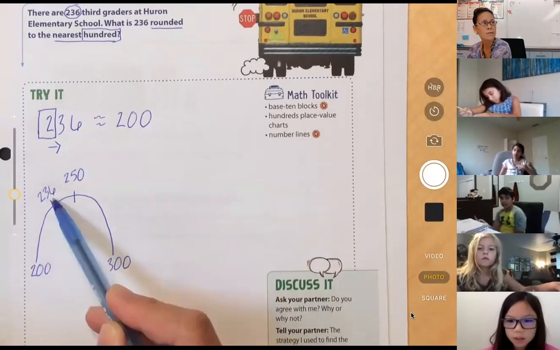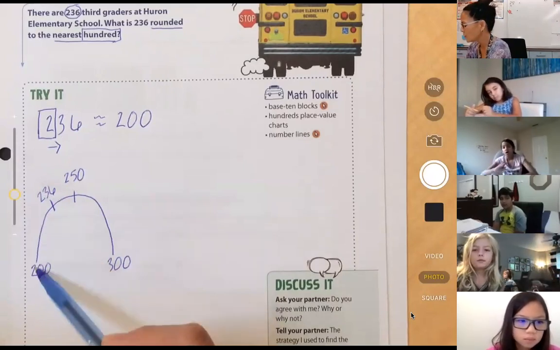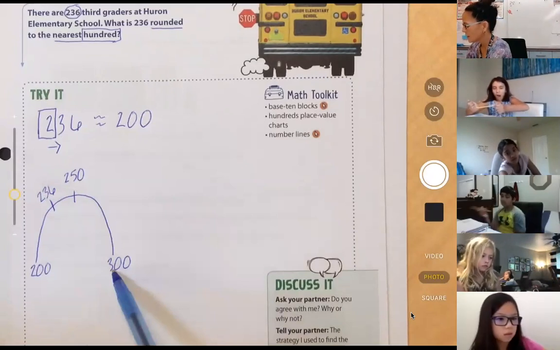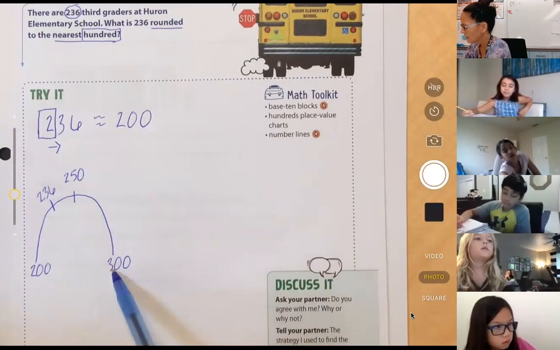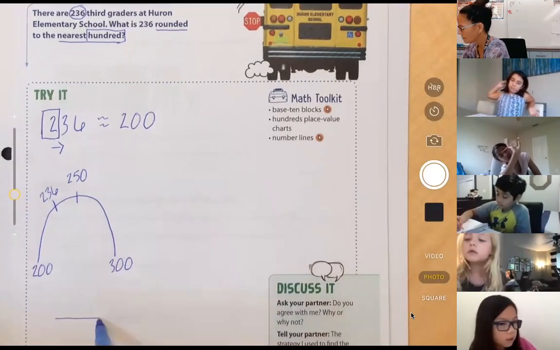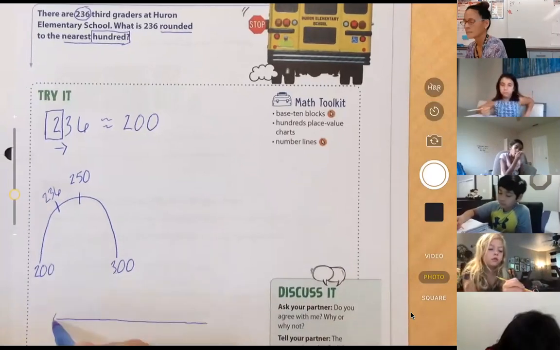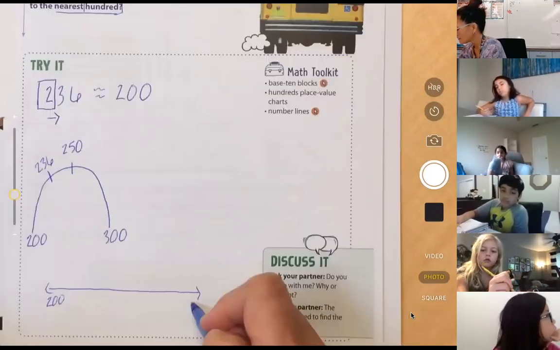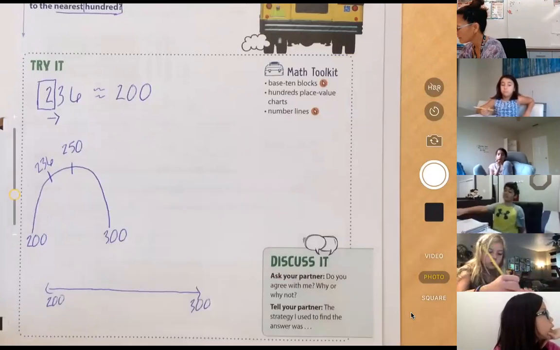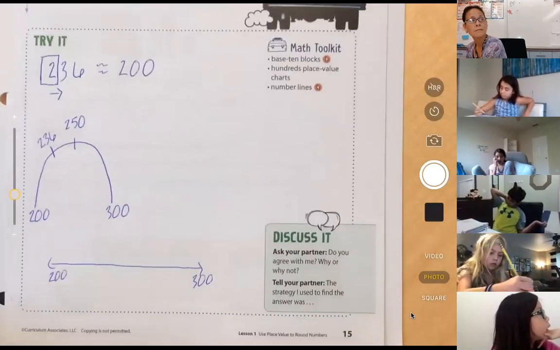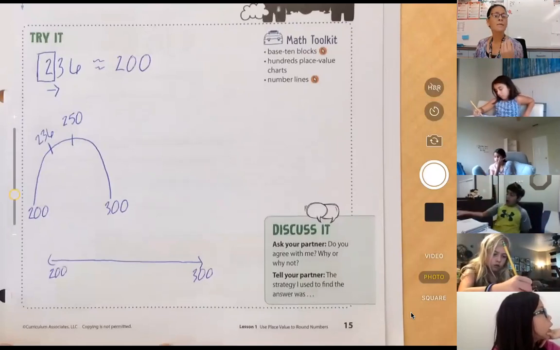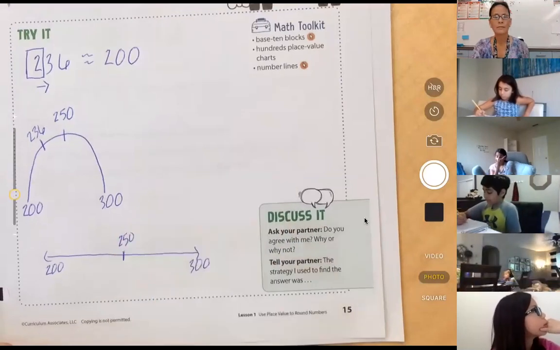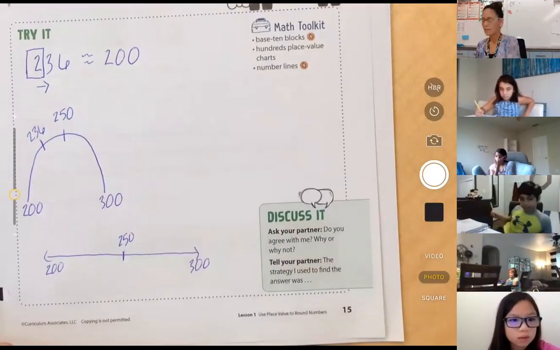Even if we were to straighten this out and use a number line, which we could, 200 being here, 300 being on the other side, the halfway mark being 250, and then plotting or placing 236, the number that we're working with, on the number line.